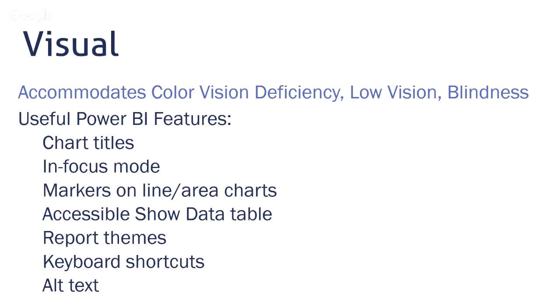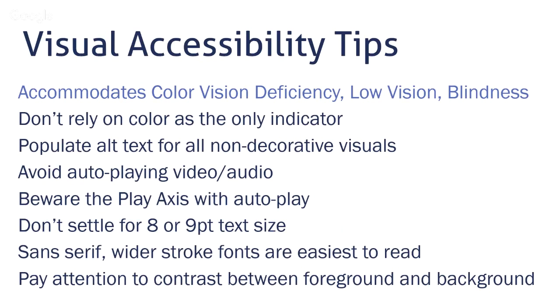There's also alt text available. Just like in websites for people that use screen readers, we can add alt text to every visual on our Power BI report page. So in general, when we're approaching visual accessibility, as we saw on the WCAG standard earlier, we don't rely on color as the only indicator. We want to populate alt text for all non-decorative visuals. If you have an image on there that doesn't convey real information, it's more an engagement experience thing, you don't have to put the alt text.